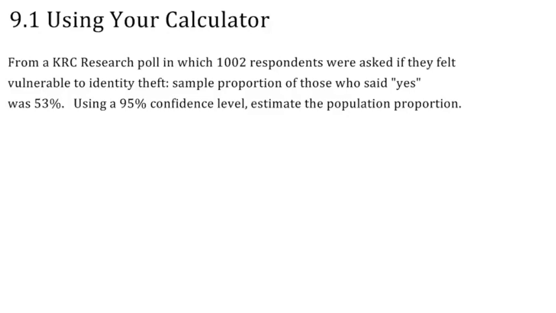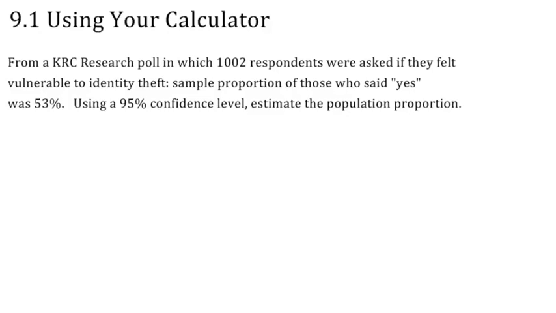So we have here a KRC research poll, a fairly well-respected research firm. So I am going to assume that our sample was SRS. We had 1,002 respondents, and they were asked if they felt vulnerable to identity theft. And the sample proportion, that's the proportion of the people who said yes in this poll, was 53%. So now using a 95% confidence level, I want you to estimate a population proportion.